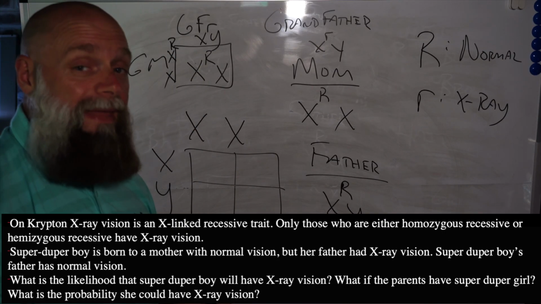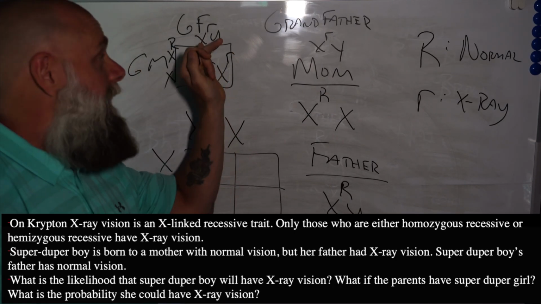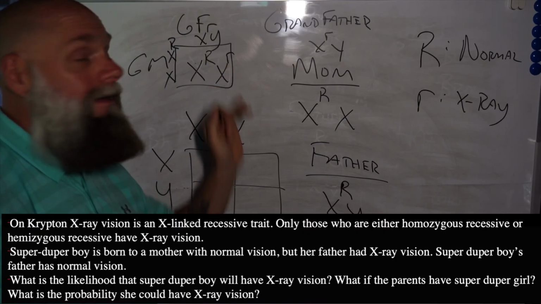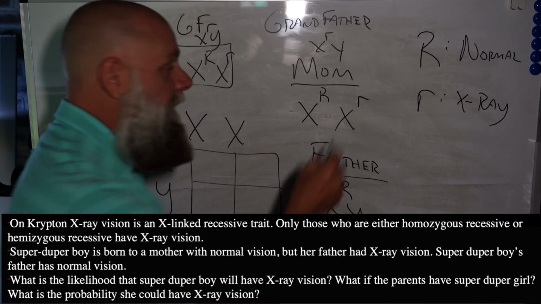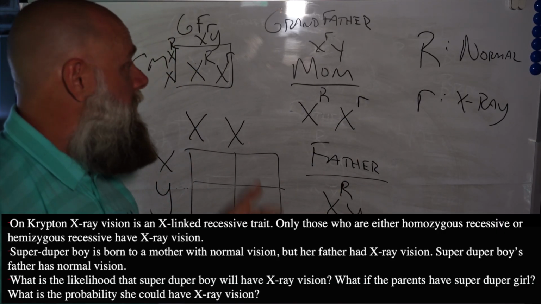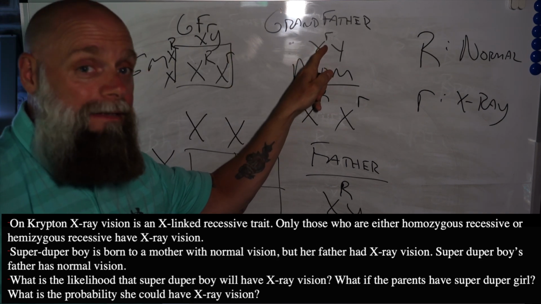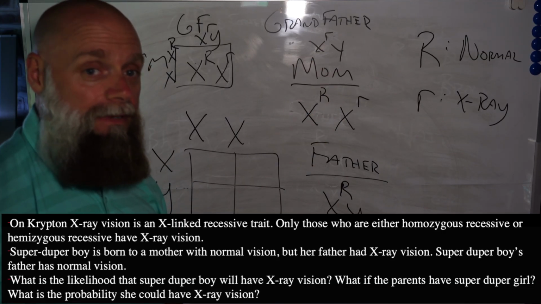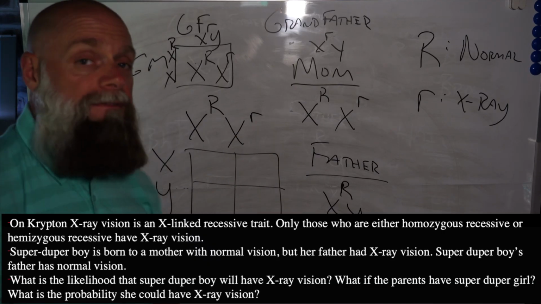So what that means is the grandfather had the only option when grandfather contributed this X to the mom, the only thing he could contribute was the little r. So mom has to be heterozygous. It's the only way that this happens. If grandfather had X-ray vision, the only allele that the grandfather could pass down to the mother is the recessive allele. So now that we know that, we can now fill in the blanks.